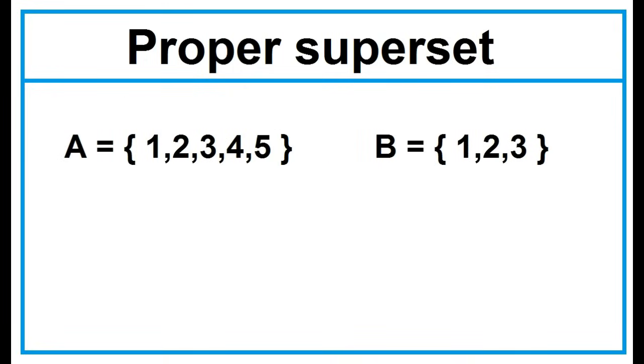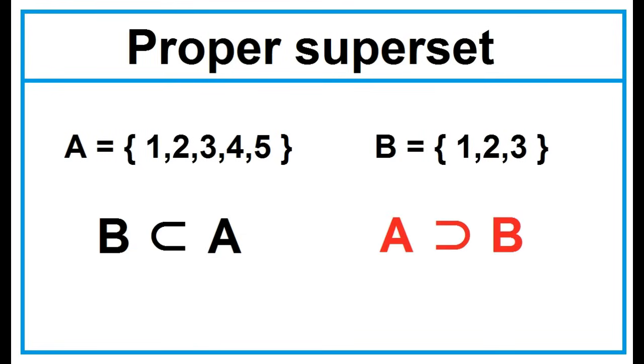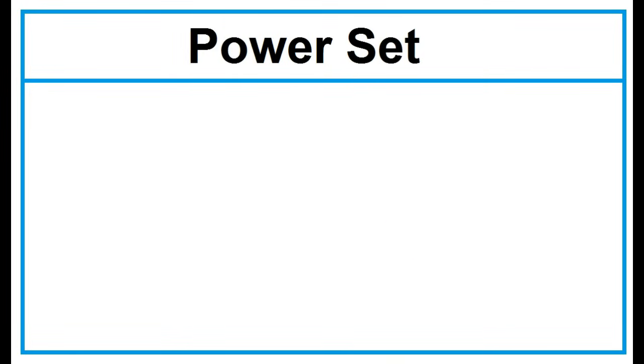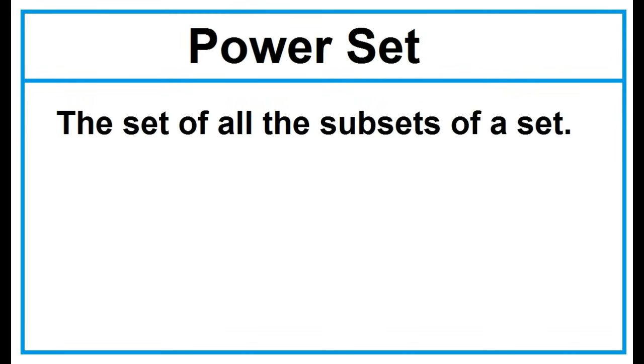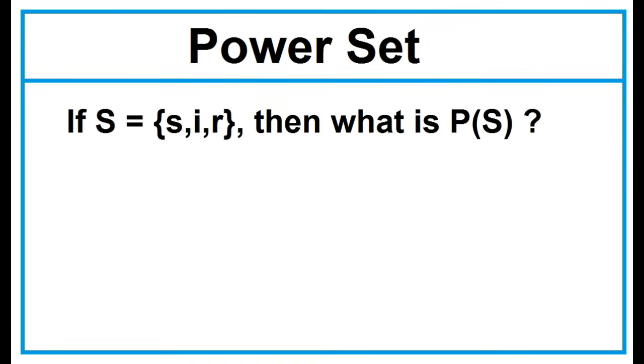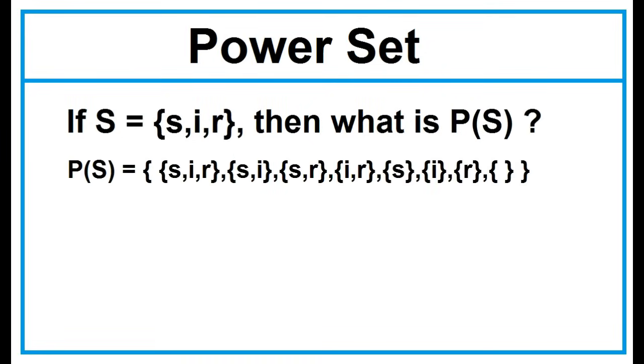Given set A and set B, while set B is a proper subset of set A, set A is a proper superset of set B. Power set. The set of all the subsets of a set. What is the power set of set S? P of S contains all the subsets of set S.